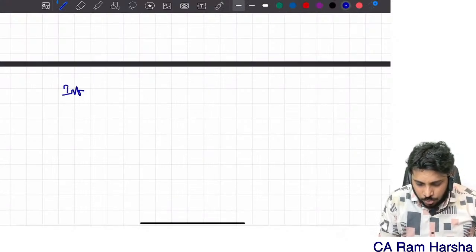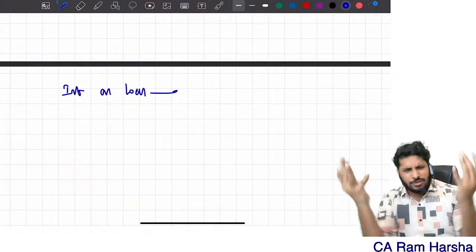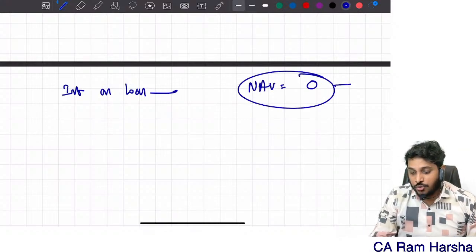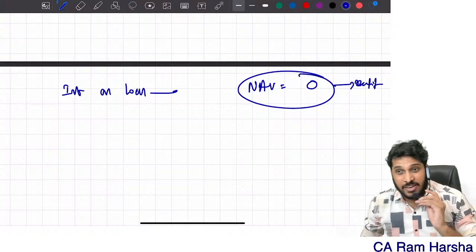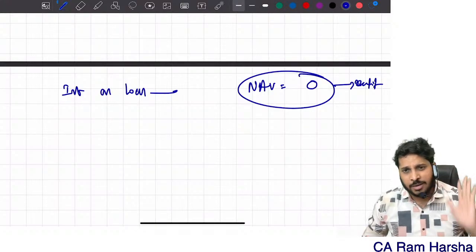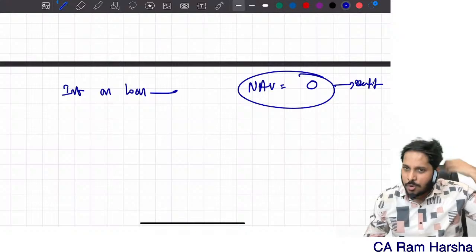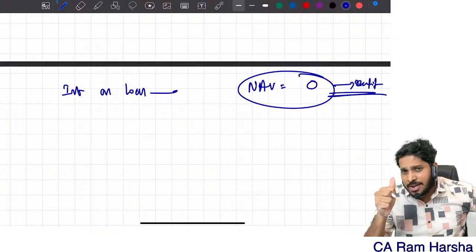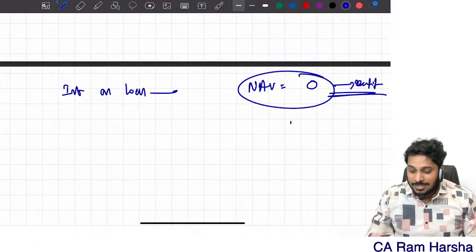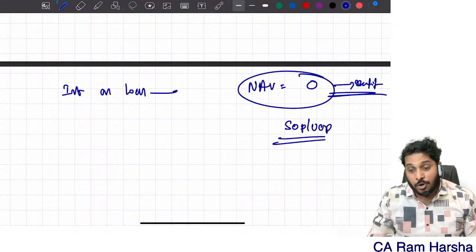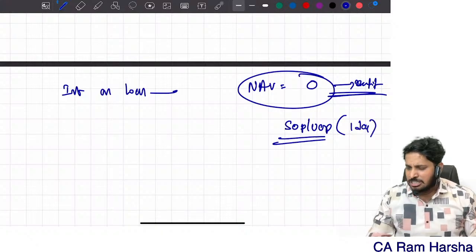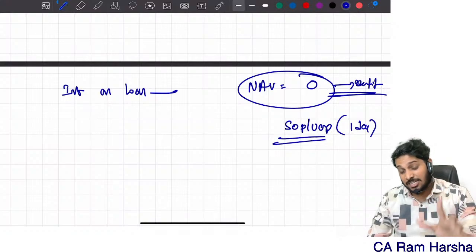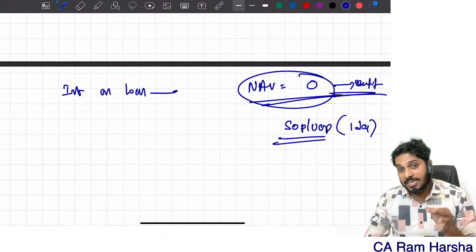For interest on loan, however much there is, you reduce it, no problem for NAV. But if NAV is equal to 0 benefit you claimed, then what is the consequence? When can I claim NAV equal to 0 benefit? In the basic concept chapter I told, this is a self-occupied or unoccupied property. Not even for 1 day I rented. Throughout 12 months self-occupied or unoccupied. In such a case, NAV equal to 0 can be taken directly.